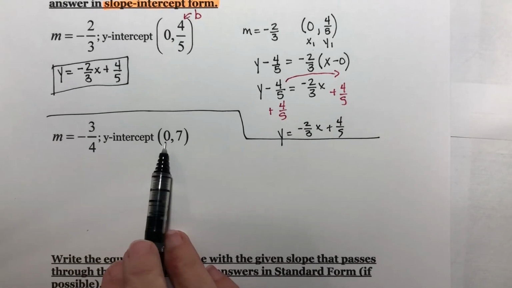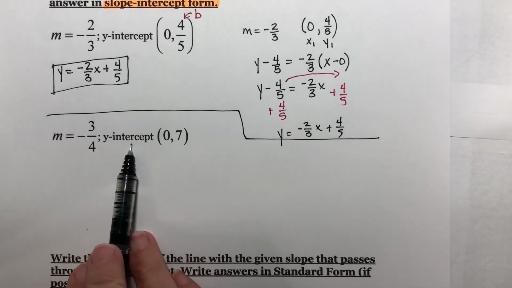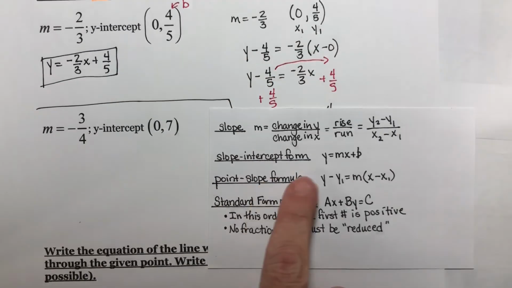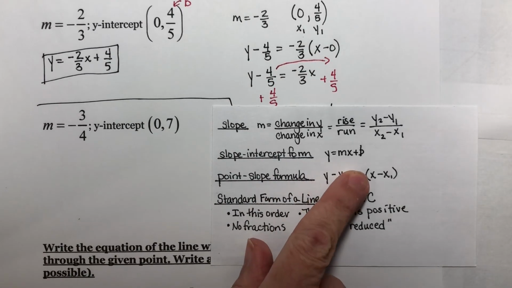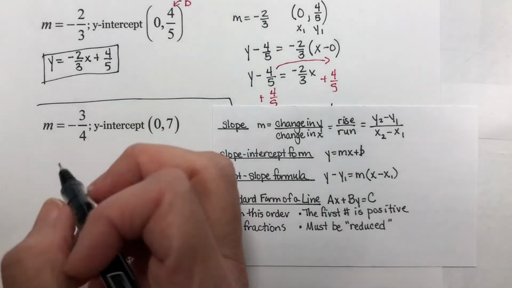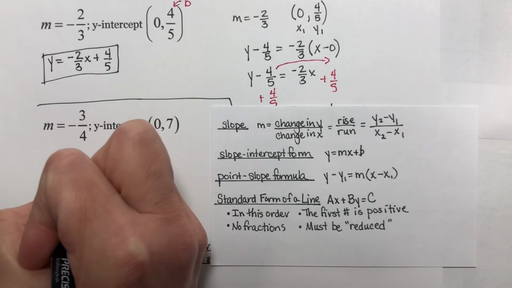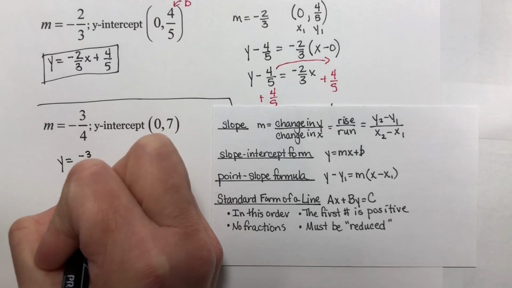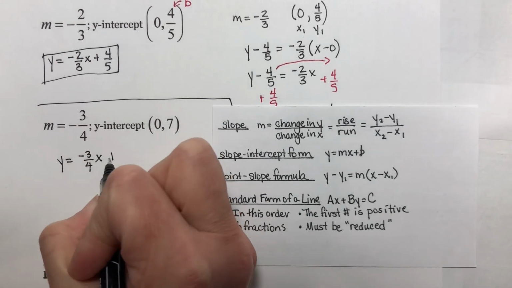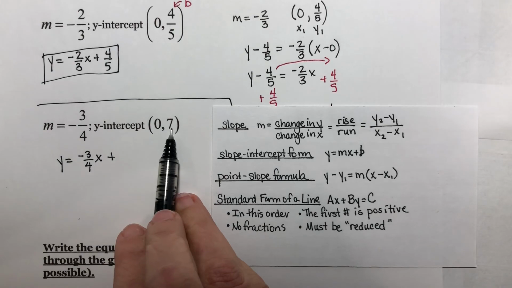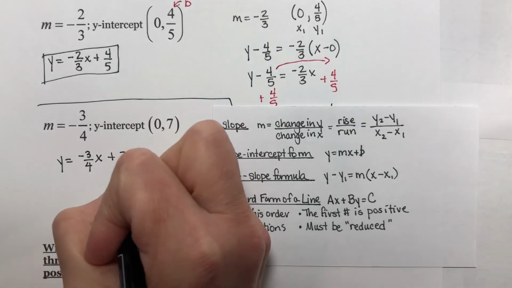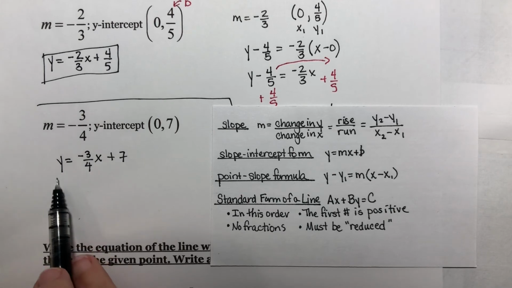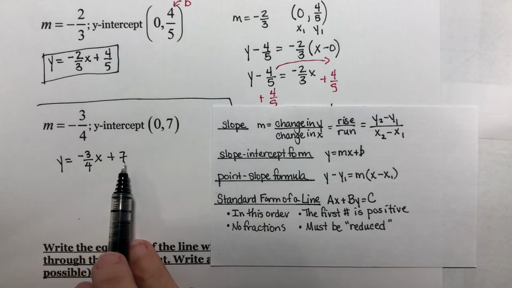Let's do this one as well. And we are given the y-intercept, so it's a gift. We can use slope-intercept form because we are given every piece we need. So this is y = m, which is negative 3/4, x plus your b value is right here, so 7. So the answer to this problem is y = negative 3/4 x + 7.